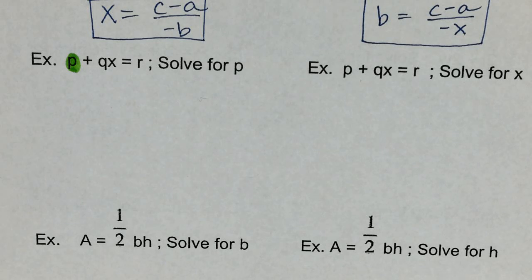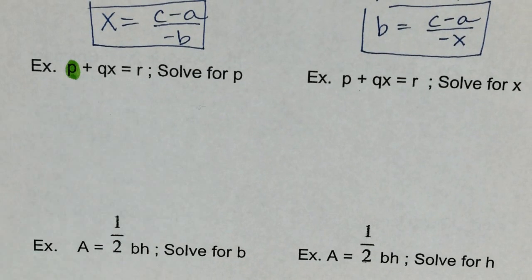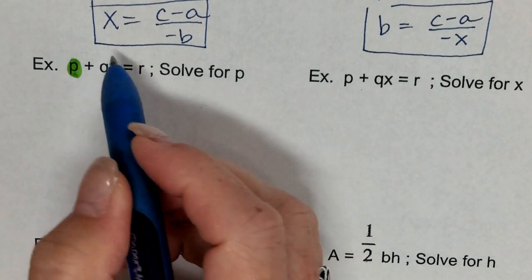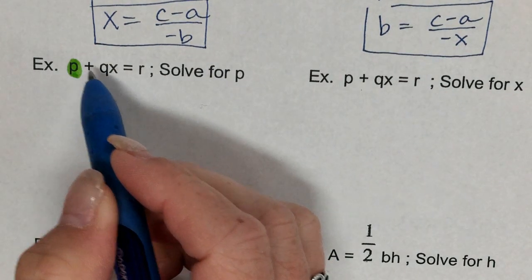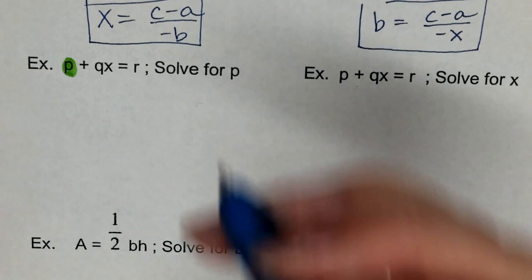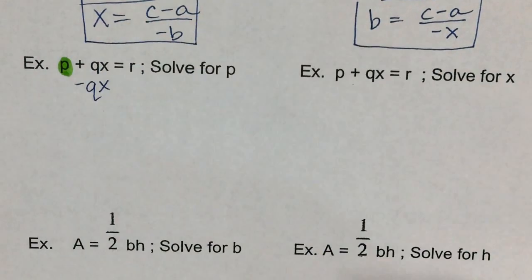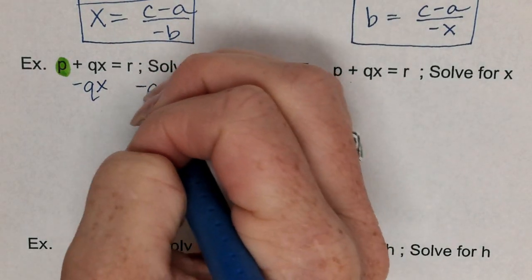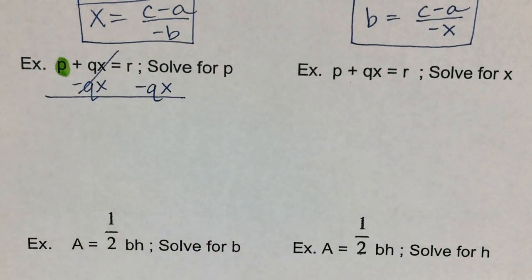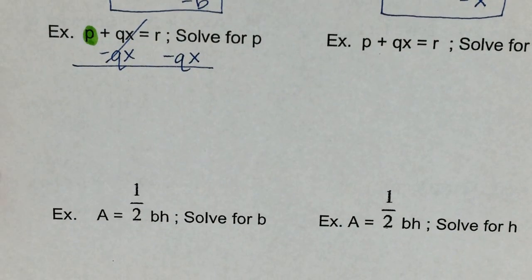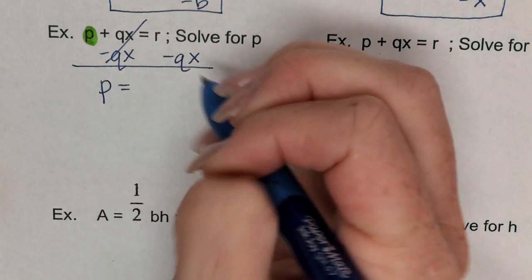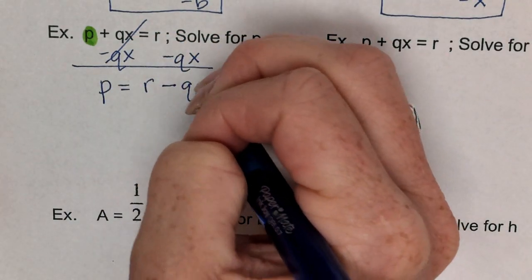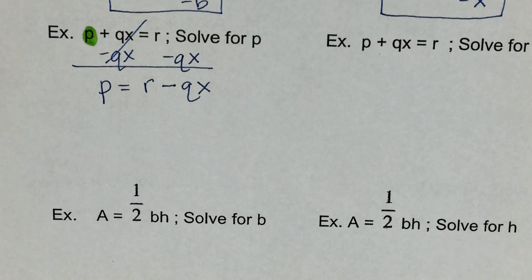Okay, so what do y'all think? What needs to go? The QX. It's a whole term. Do y'all agree? So if I want to get rid of the entire term, how would I get rid of a plus QX? Minus QX. Whatever I do to the left, I have to do to the right. There's nothing for me to combine it with, so I'm just going to put it out to the side. That's gone. I am left with P equals R minus QX. Is P by itself? So I'm done.